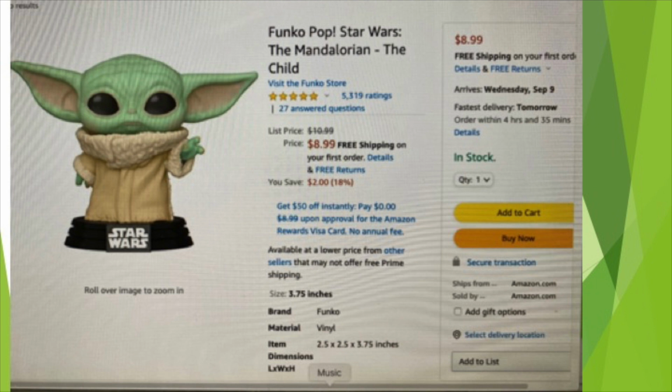These all involve numbers. And actually, if you look at this Funko Pop advertisement, there are many quantitative measurements here. You have 5,319 ratings. You have 27 answered questions. It cost $8.99. It's 3.75 inches tall. And then they give you the dimensions, probably for the box or whatever, that it's 2.5 by 2.5 by 3.75 inches. So there's a lot of quantitative measurements, our observations right there.